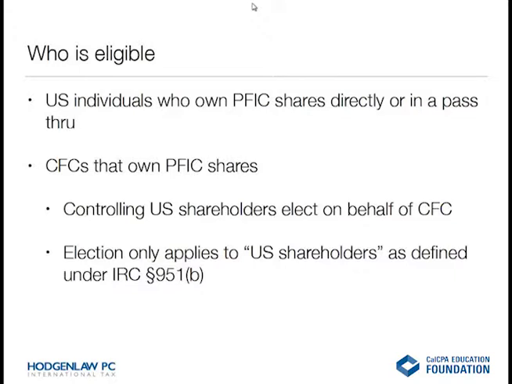If you own the shares through a pass-through, you can make the election then. And if you have a controlled foreign corporation that owns PFICs, the controlling U.S. shareholders would make the mark-to-market election on behalf of the CFC. If this is done, that election only applies to people who are U.S. shareholders, in quotes, as defined under Section 951B, and those are people who own 10% or more of the vote or value of that CFC.